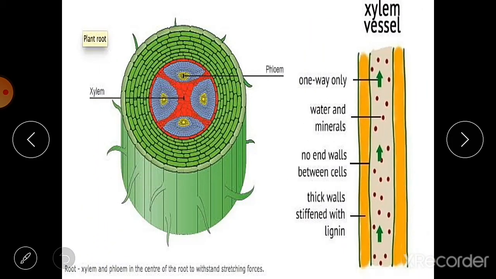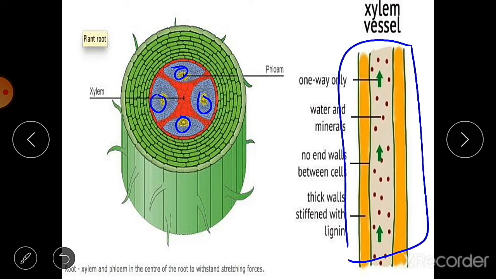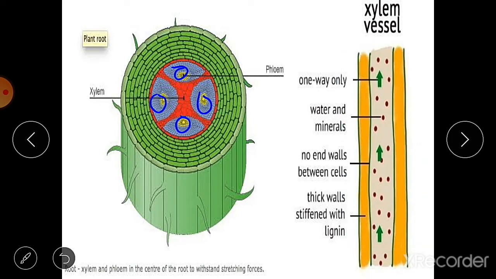Here you can see the vascular tissue in plants. If you cut the stem of a plant, then you will see this type of tissues there. This center red part is xylem tissue, and here you can see the phloem tissue. So phloem tissues are arranged outside the xylem tissue, and this is the xylem vessel. The cells of xylem and phloem are like pipes. Here you can see the xylem vessel.